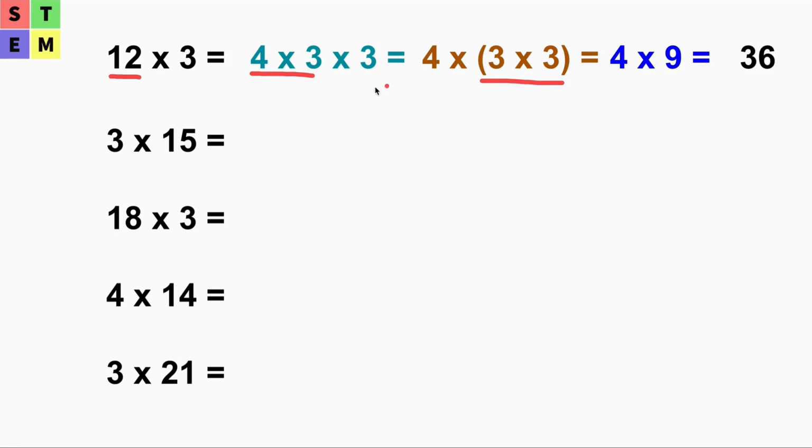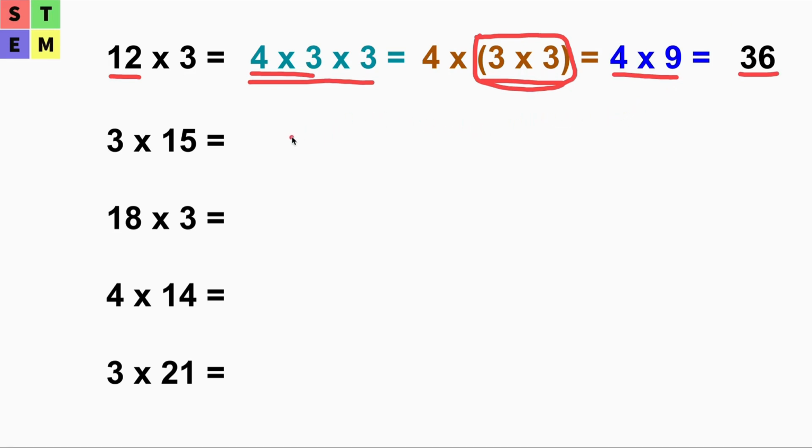So look at the process. We first separate 12 into 4 times 3, and then instead of doing 4 times 3 times 3 in this order, we do the 3 times 3 first, and then use the result to times 4, right, or 4 times the result, so that we can get the same result but in a much easier way.